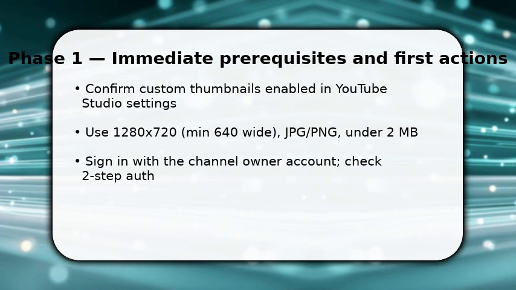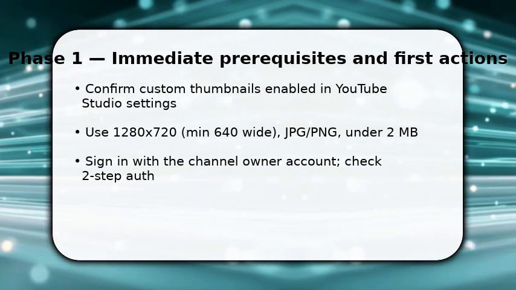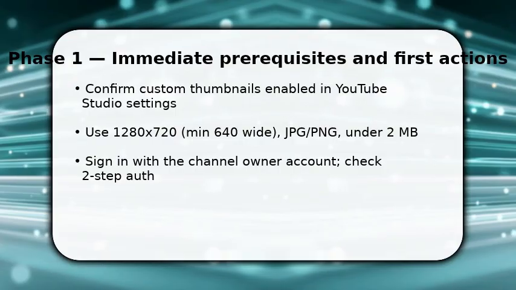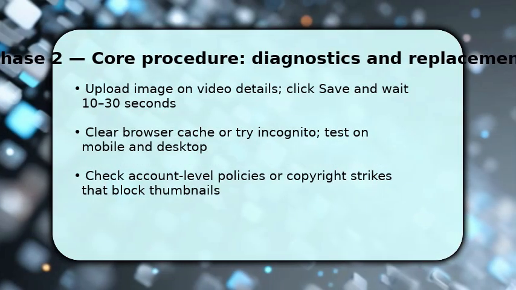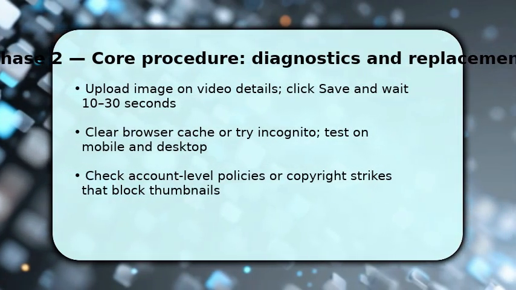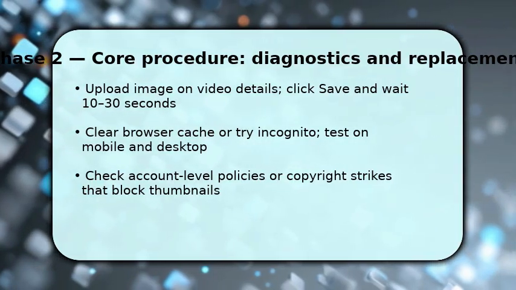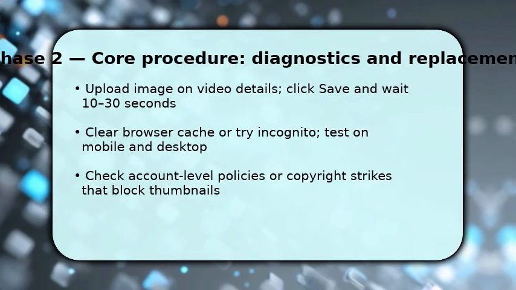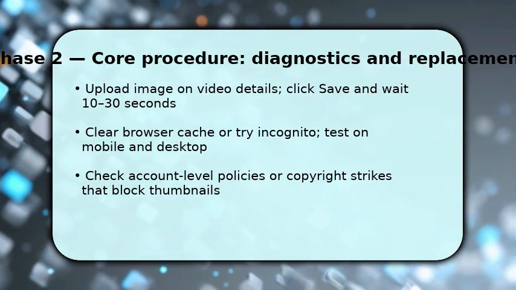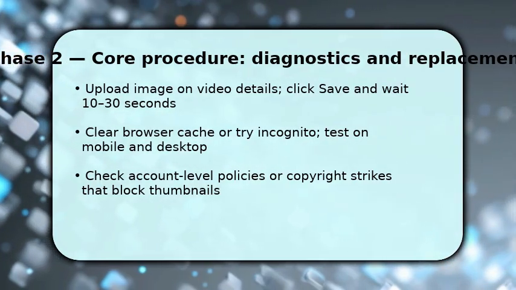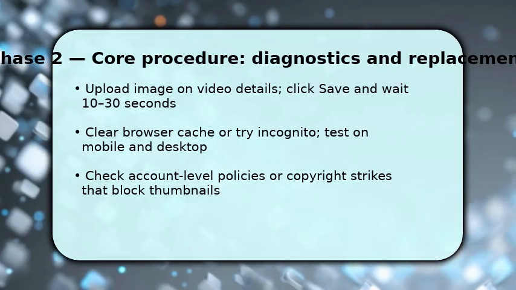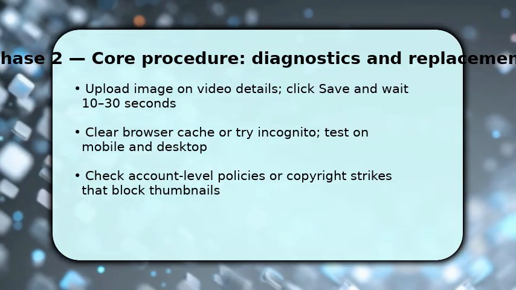Make sure the video is set to public or unlisted. Private uploads may delay thumbnail application. After uploading the prepared image, click Save and wait at least 10 to 30 seconds before navigating away, since YouTube sometimes processes thumbnails asynchronously. If the thumbnail still doesn't show, clear your browser cache, hard refresh, or open an incognito window to rule out local caching.